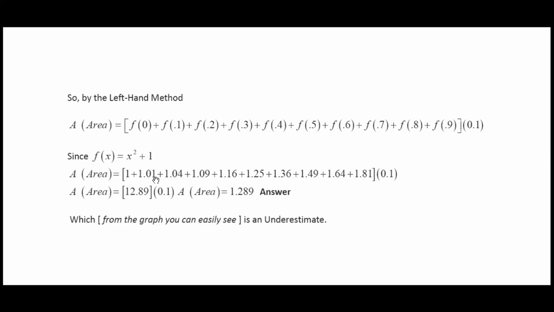Now, we've done the arithmetic here for you, and this adds up to be 12.89 times 0.1, which we can do in our head, which is move the decimal one place to the left. So 1.289 is the area of that region using 10 rectangles. But this is an underestimate.